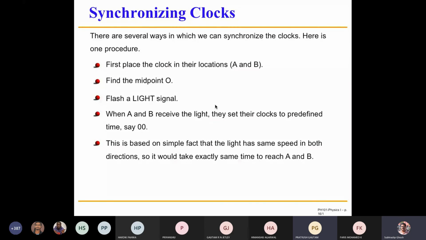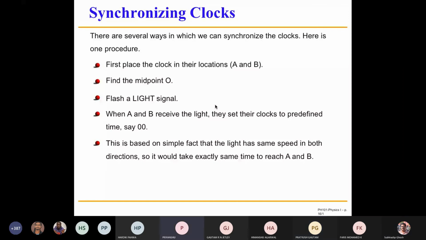This is based on the fact that light has the same speed in both directions. So if I flash a light at the midpoint on the straight line connecting Guwahati and Srinagar, the light will reach Guwahati and Srinagar exactly at the same time, because the lengths are the same. And then the person sitting in Guwahati and the person sitting in Srinagar can set their clocks to a predefined time. Then only we say that the clocks are synchronized. Okay? Do you get my point?